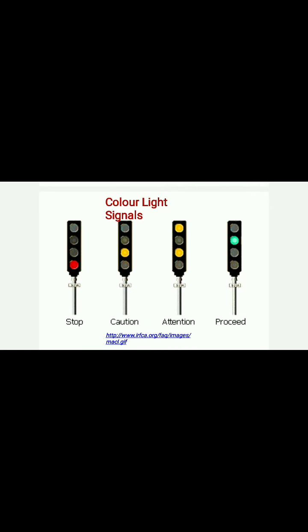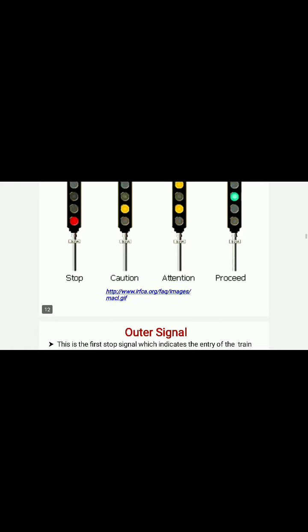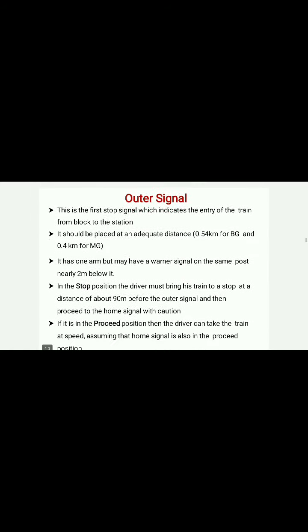In India, these signals are used on urban and suburban sections with heavy traffic. So this we all know. The red color light shows the train indication to stop, and yellow to proceed with caution, and double yellow to proceed with attention, and green color proceed further.